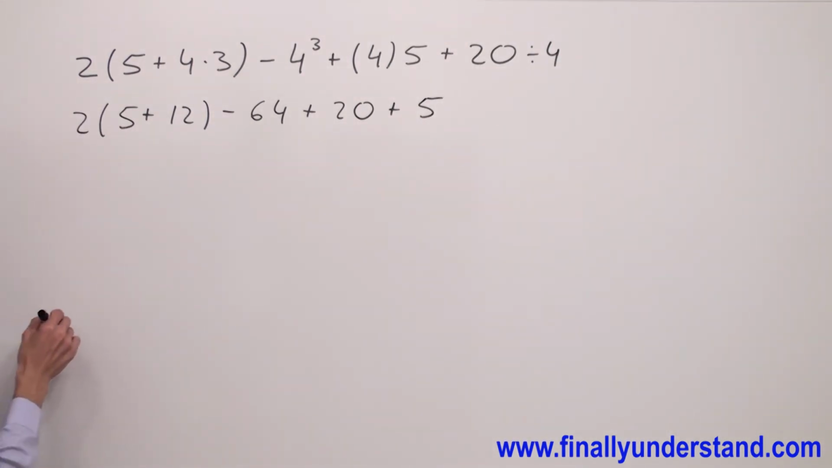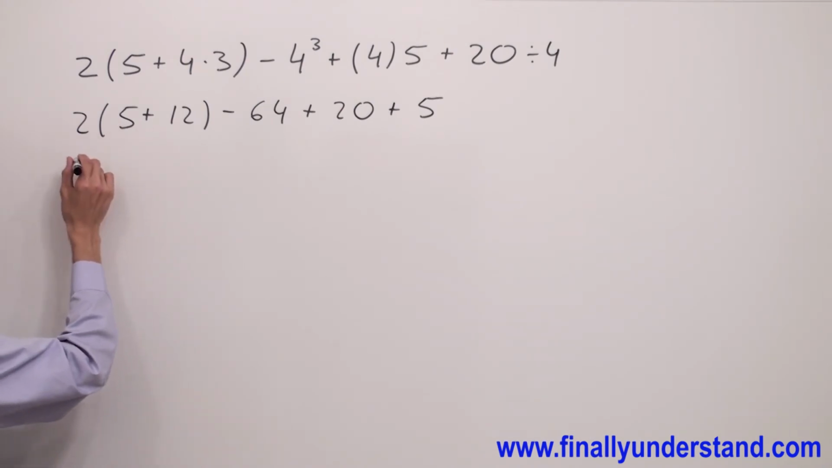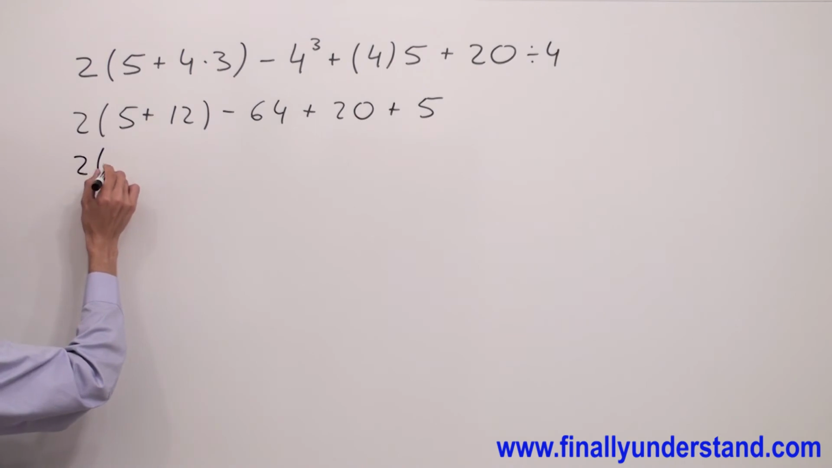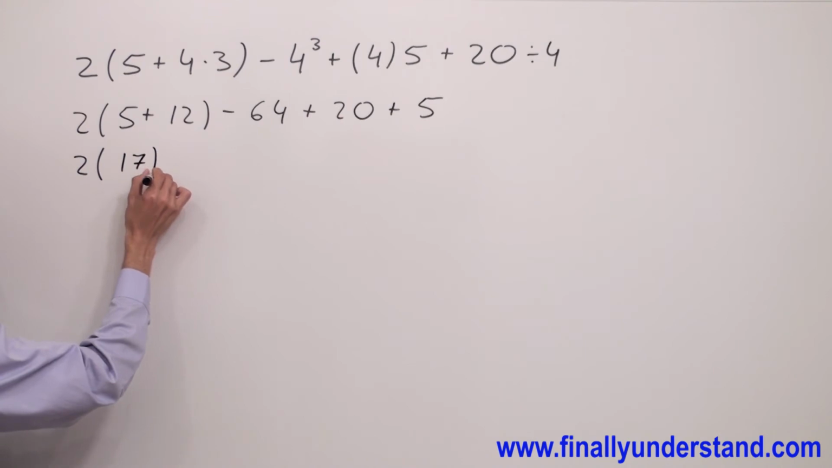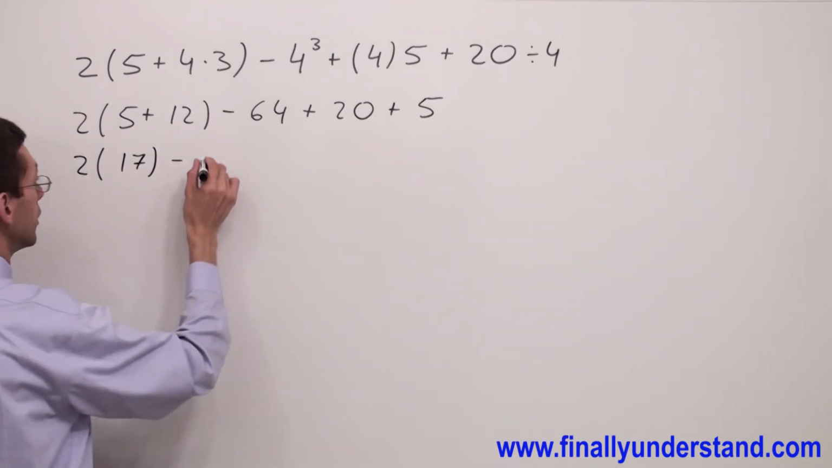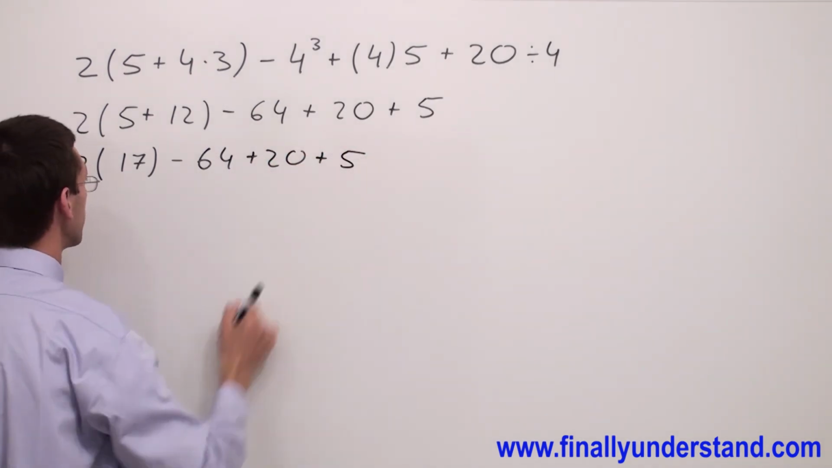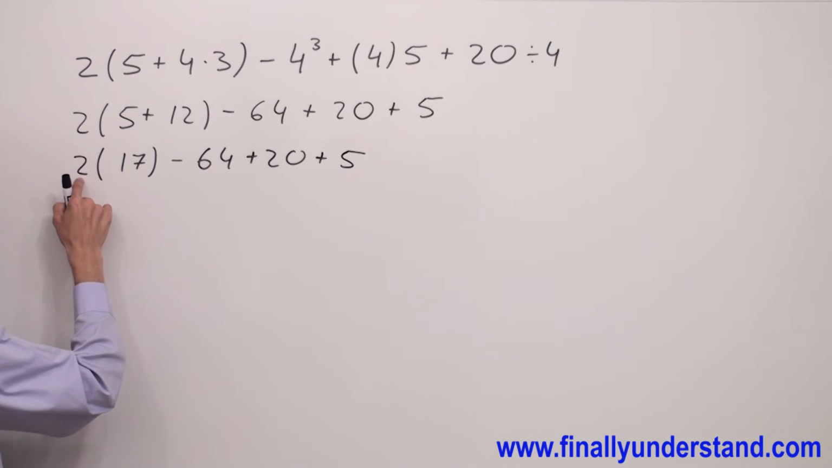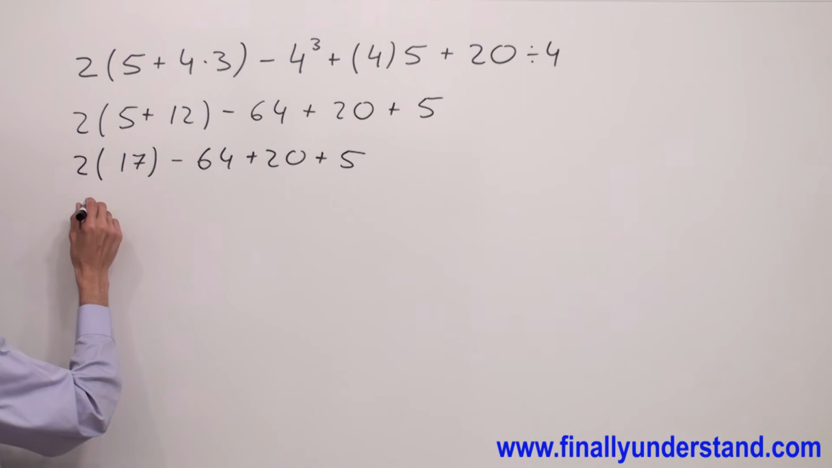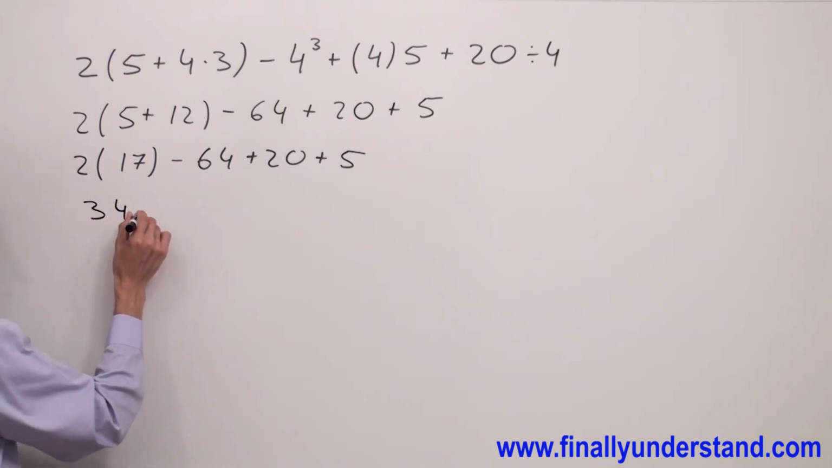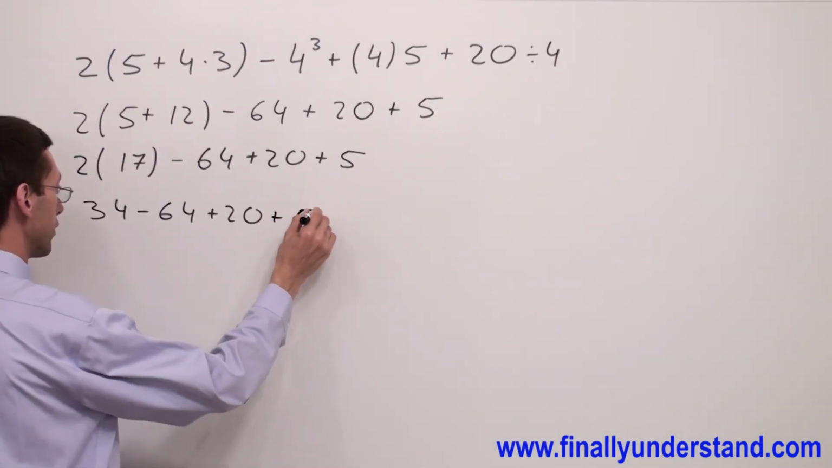Next, I'm supposed to do the operation inside of the parentheses. So I have 2, 5 plus 12 is equal 17, minus 64 plus 20 plus 5, okay? And I have 2 times 17 is equal 34, minus 64 plus 20 plus 5.